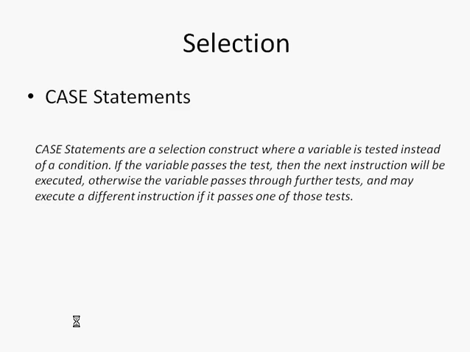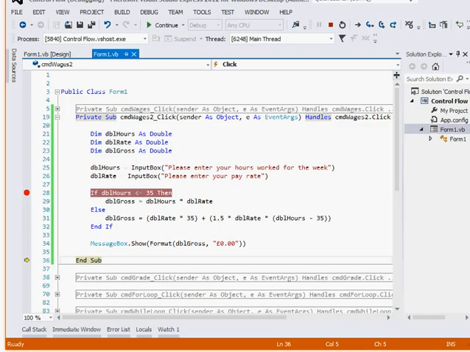Case statements are a selection construct where a variable is tested instead of a condition. If the variable passes the test, then the next instruction will be executed. Otherwise, the variable passes through further tests and may execute a different instruction if it passes one of those tests. So that's a definition of a case statement, but I think it would be useful if you actually saw one happening.